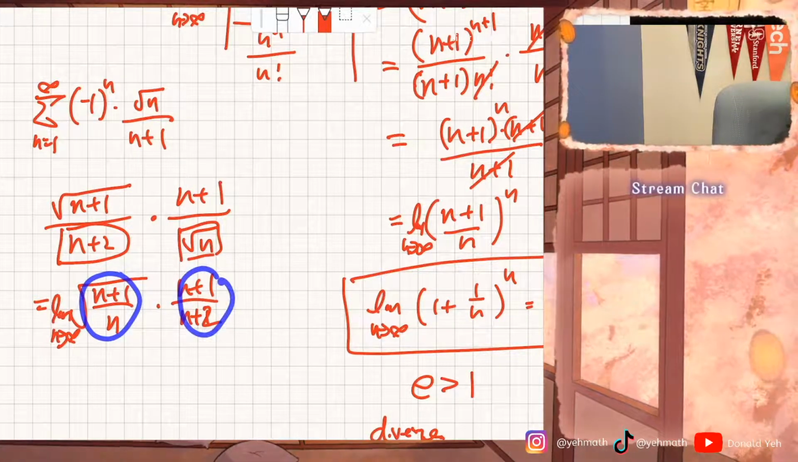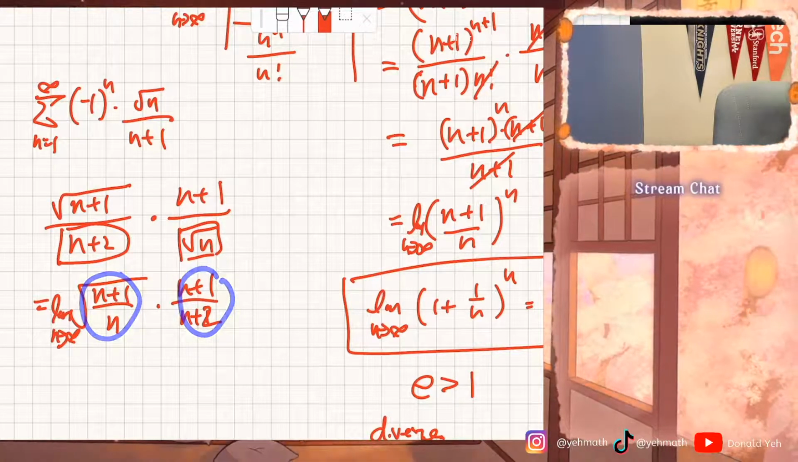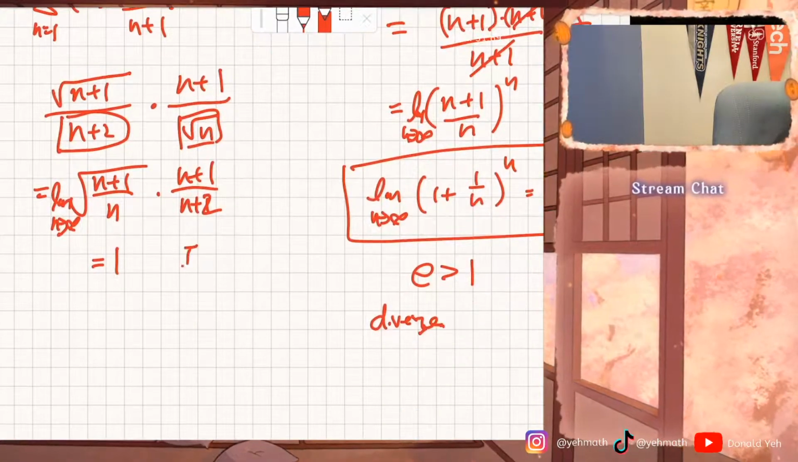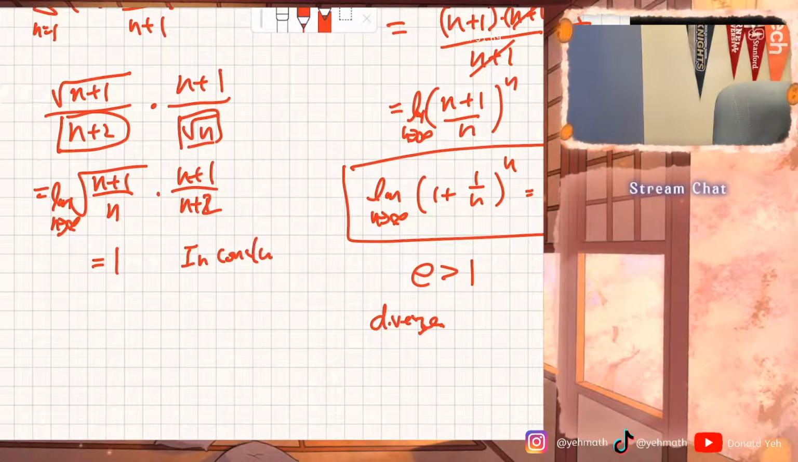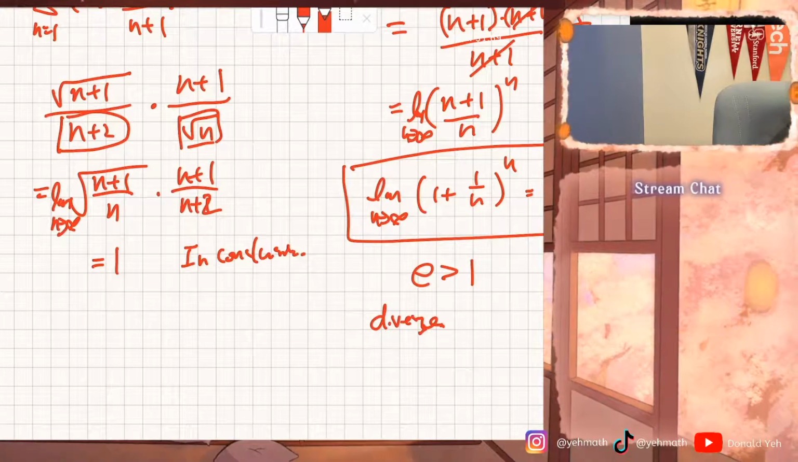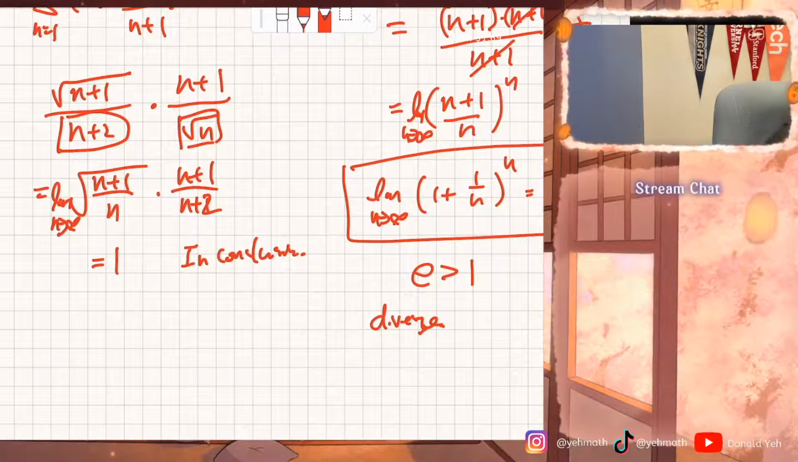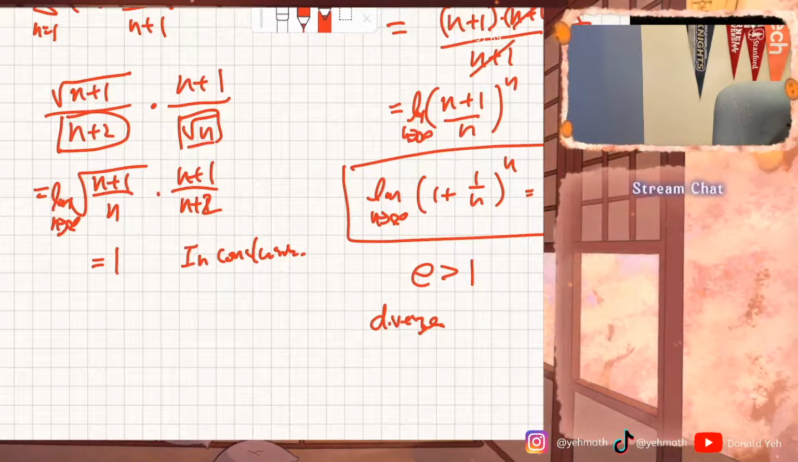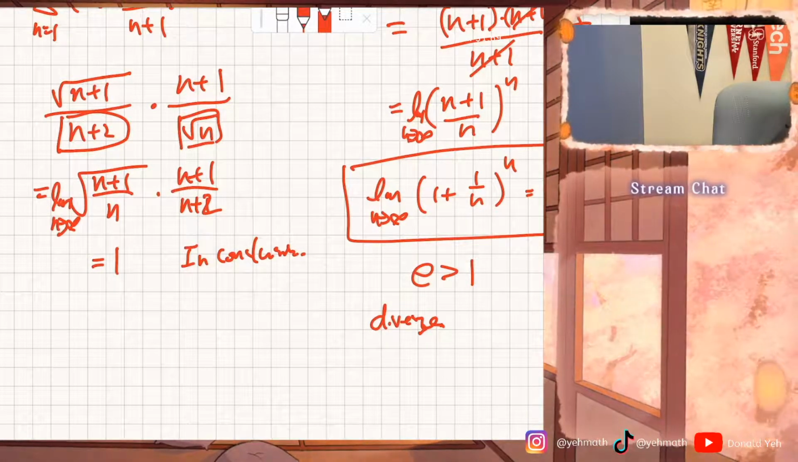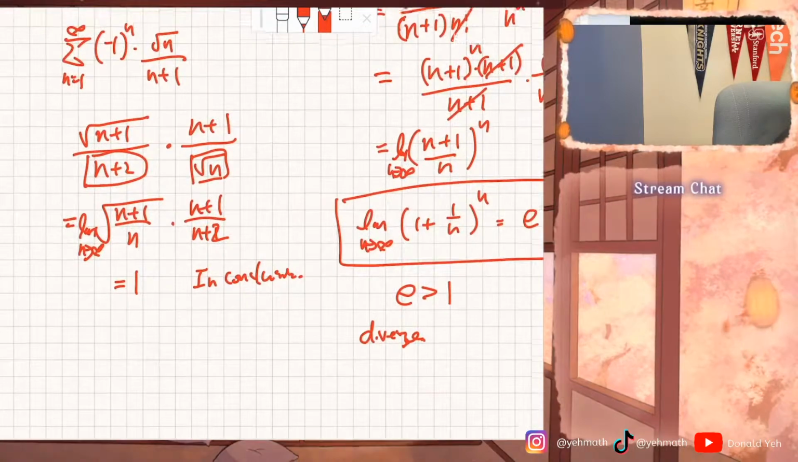to be 1. This is going to be 1 also, right? So that's equal to 1. So since it's inconclusive, if it's inconclusive, then what do you do? Well, this is an alternating series, so can I do the alternating series test? Yeah, so I can do the alternating series test.